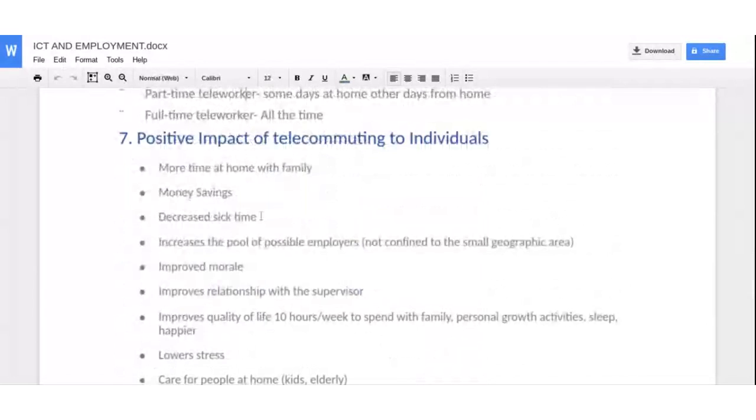Just highlighting a few, one of the positive impacts is more time at home with the family. So if one is allowed to do telecommuting, then they can have more time at home with family. Then, of course, there is money savings. Of course, this is debatable. But especially here, we are thinking in terms of transport, and the fact that you are working away from home means that you might also spend more on lunch and a few other things that relate to somebody being away from home. So there could be some money savings, but as I say, that is also debatable because working from home may also mean certain other expenses.